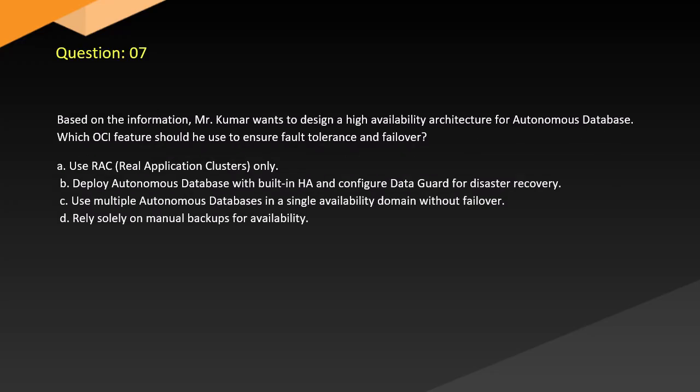Question 7. Based on the information, Mr. Kumar wants to design a high-availability architecture for Autonomous Database. Which OCI feature should he use to ensure fault tolerance and failover? A. Use RAC, Real Application Clusters, only. B. Deploy Autonomous Database with built-in HA and configure Data Guard for disaster recovery. C. Use multiple Autonomous Databases in a single availability domain without failover. D. Rely solely on manual backups for availability.